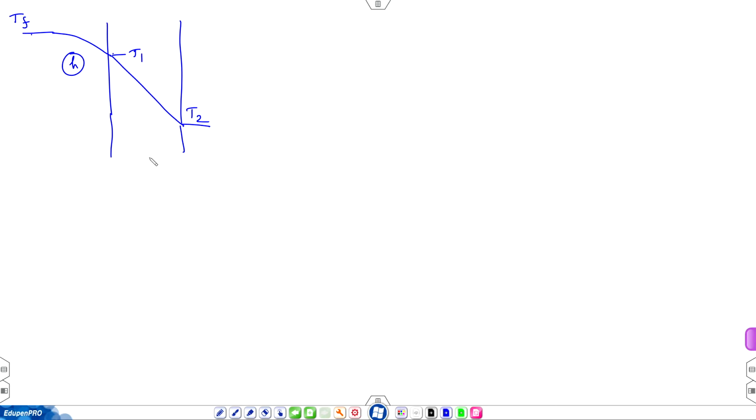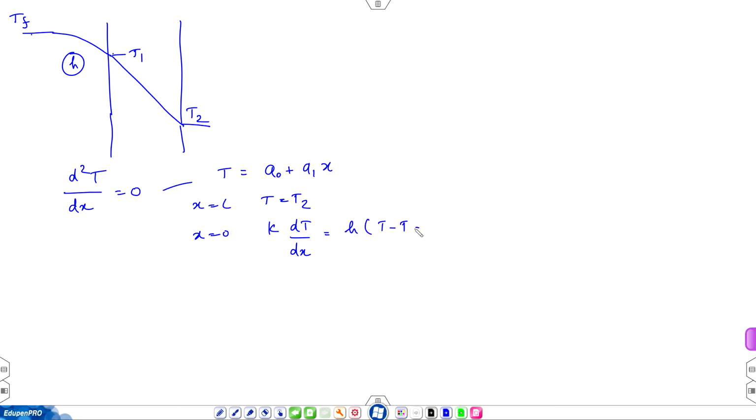So, we had solved this problem. So, what are the governing equations? T is equal to A0 plus A1x. At x equal to L, T is equal to T2. At x equal to 0, we have k dT/dx equal to h (T minus Tf). Okay, so, you can solve this problem and find A0 and A1.